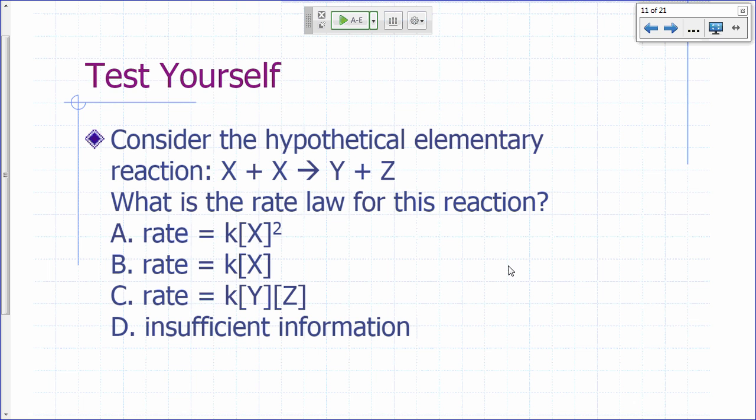But before that, let me just quickly check to make sure you got that. Let's say you have a hypothetical elementary reaction. Collision of two X molecules gives you Y and Z. What is the rate law for this reaction?